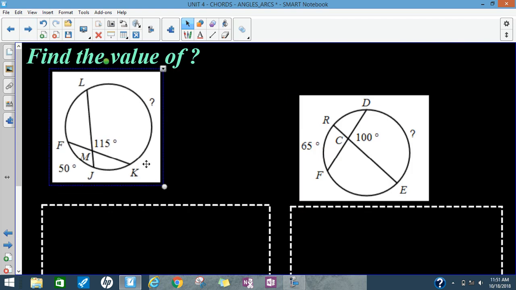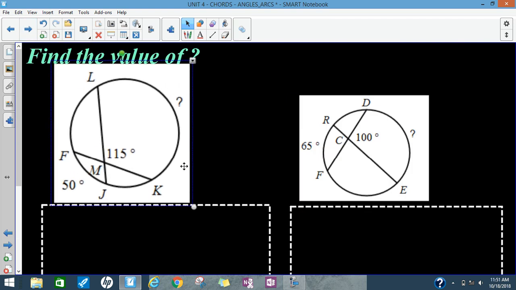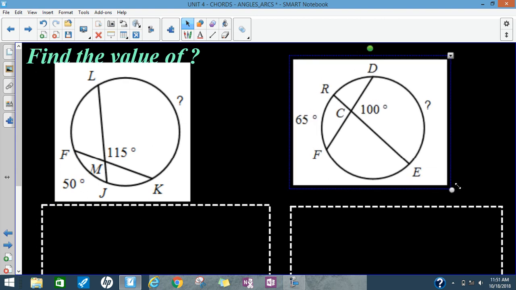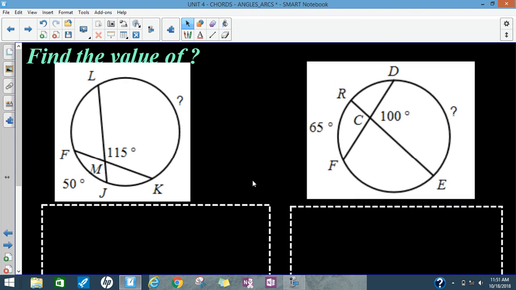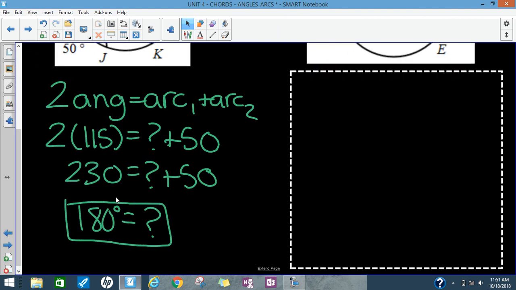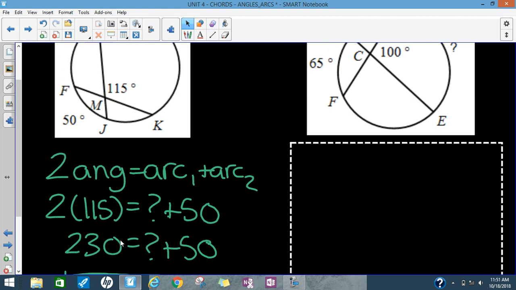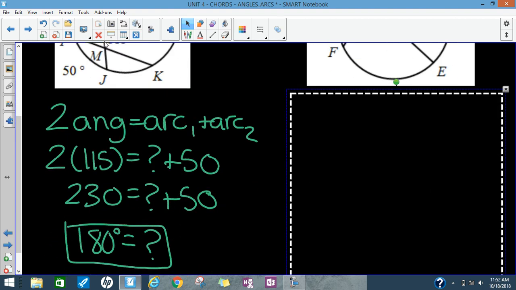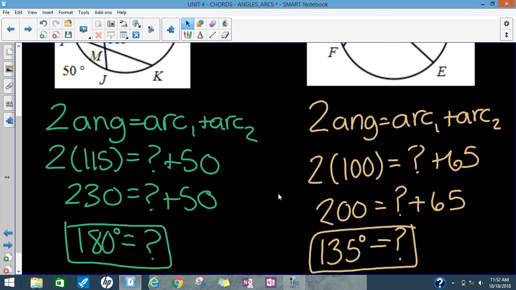So I want you to go ahead and try these two. Let me make them a little bigger for you. Just like the ones we just did. Press pause, answer these two questions, then press play, and check your answers. So for the first one, you should find the arc to be 180 degrees. And for the second one, you should find the arc to be 135 degrees. Again, check your work. You should be showing your work every time so you can see if you've made a mistake somewhere if you don't get the same answer as I do.